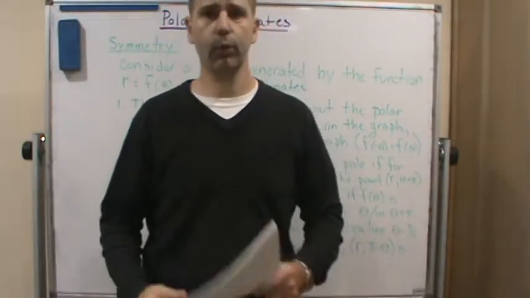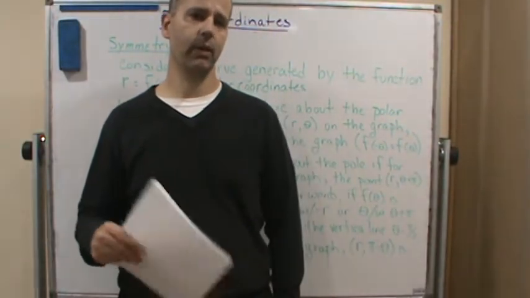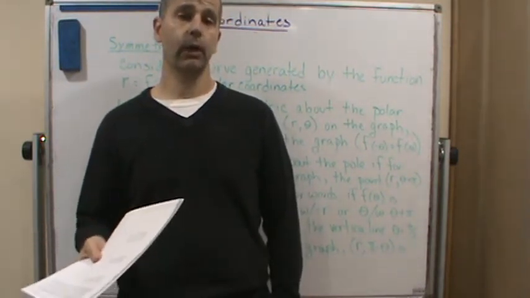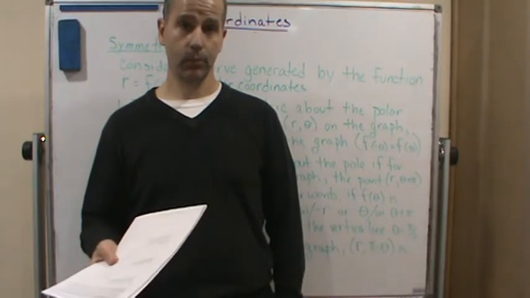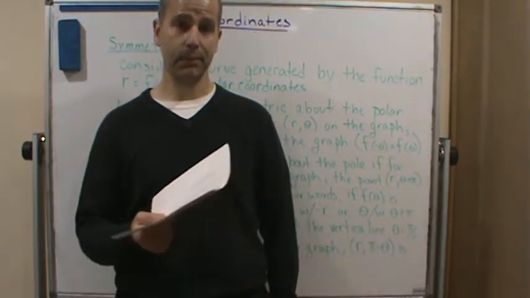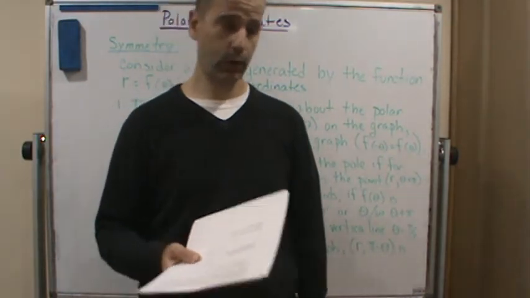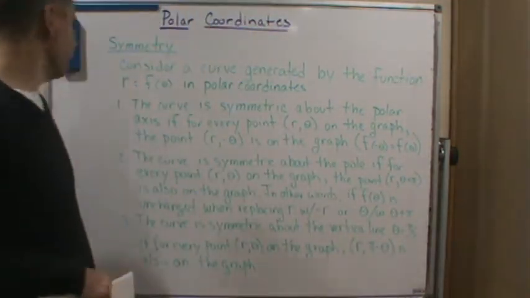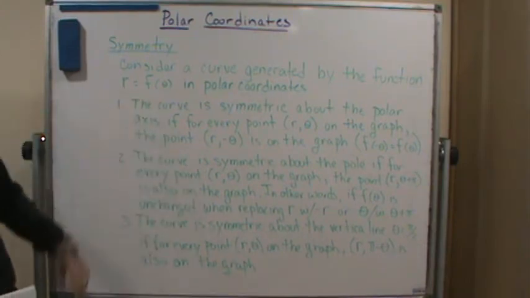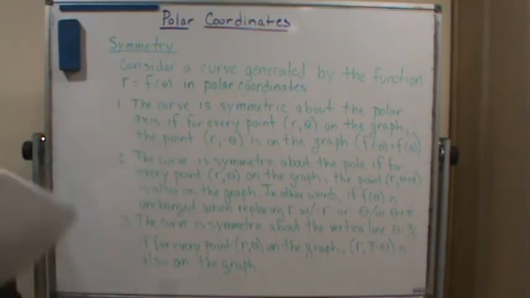Okay, so now I'm going to go over the steps of showing when a polar curve is symmetric and what kind of symmetry it has based on these steps using polar coordinates. Okay, so we're going to consider a curve generated by the function r equals f of theta in polar coordinates.